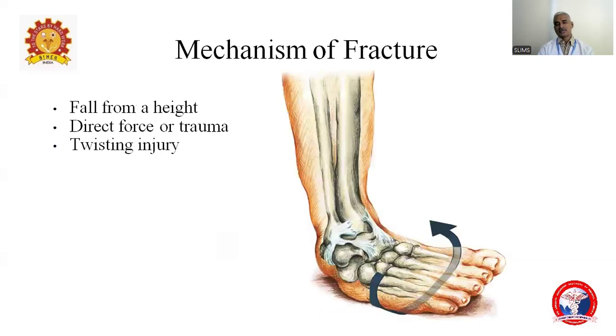What is the mechanism of fracture? This ankle fracture we classify based on the Lauge-Hansen classification, which mainly takes into account the position of the foot and the force which causes this injury. These two things are taken into account by Lauge-Hansen. The mechanisms of injury are fall from height, direct force or trauma, and a twist injury to the foot.